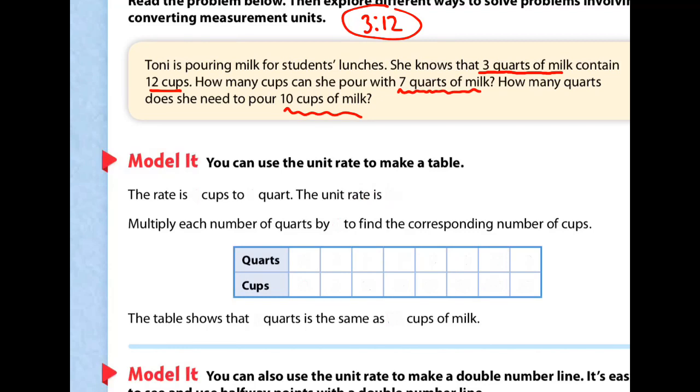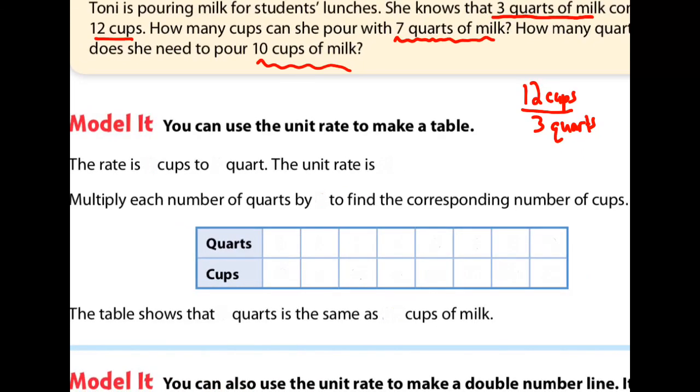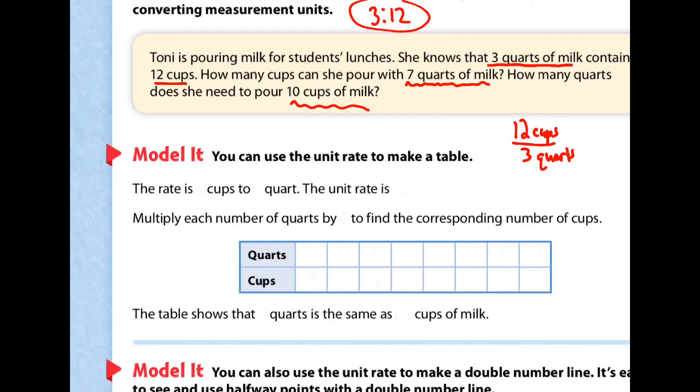Remember, it was 12 cups for 3 quarts, right? So I'm going to start by writing that. Let me see. Do I have that backwards? 12 cups. Yep, so 12 cups to 3 quarts. So here's 1 quart, 2 quarts, 3 quarts. And 3 quarts is 12 cups. So right here I have the original ratio of the problem.